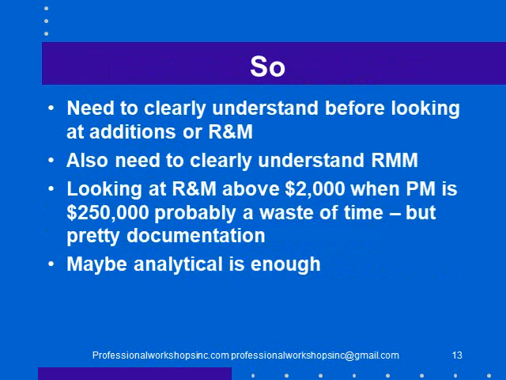So you need to clearly understand risk of material misstatement before looking at additions or repairs and maintenance. Looking at repairs and maintenance, for instance, above $2,000, when performance materiality is $250,000, is a waste of time, but pretty documentation. So maybe think about it, plan it, with partner involvement. Maybe an analytical procedure is enough and saves some time.